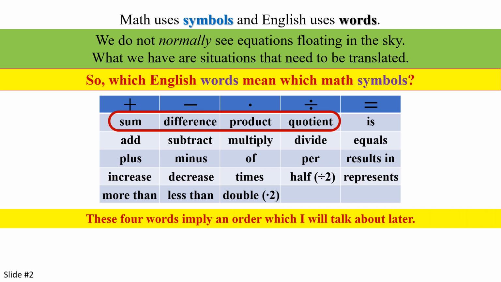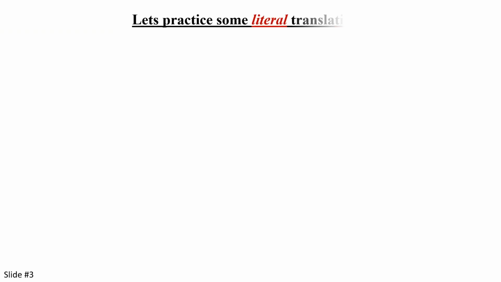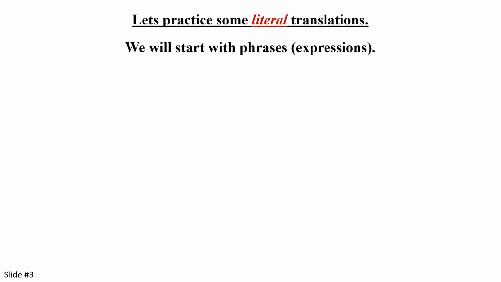These 4 words, sum, difference, product, quotient, imply an order, which I will talk about later. These 2, more than and less than, can be tricky. I always write them backwards, and I'll show you how I do this later. Let's practice some literal translations.